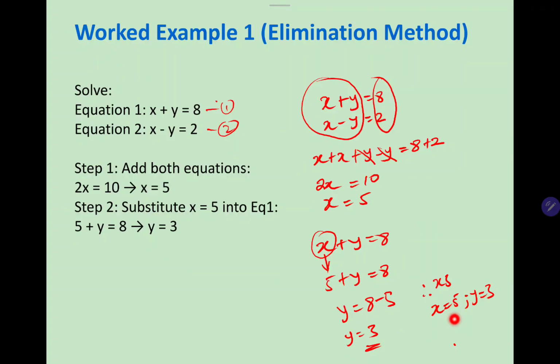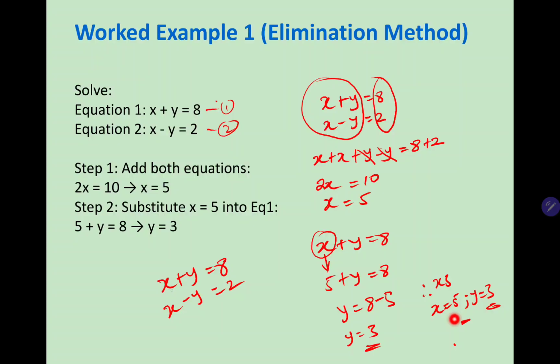Okay. If you want to test your answers, you can come over here and say the original equation is x plus y is equal to 8. Remember, we said that the same variables have to satisfy both equations. So the first equation is x plus y is equal to 8, and the second equation is x minus y is equal to 2. Let's see if the values of x and y satisfy these two equations.